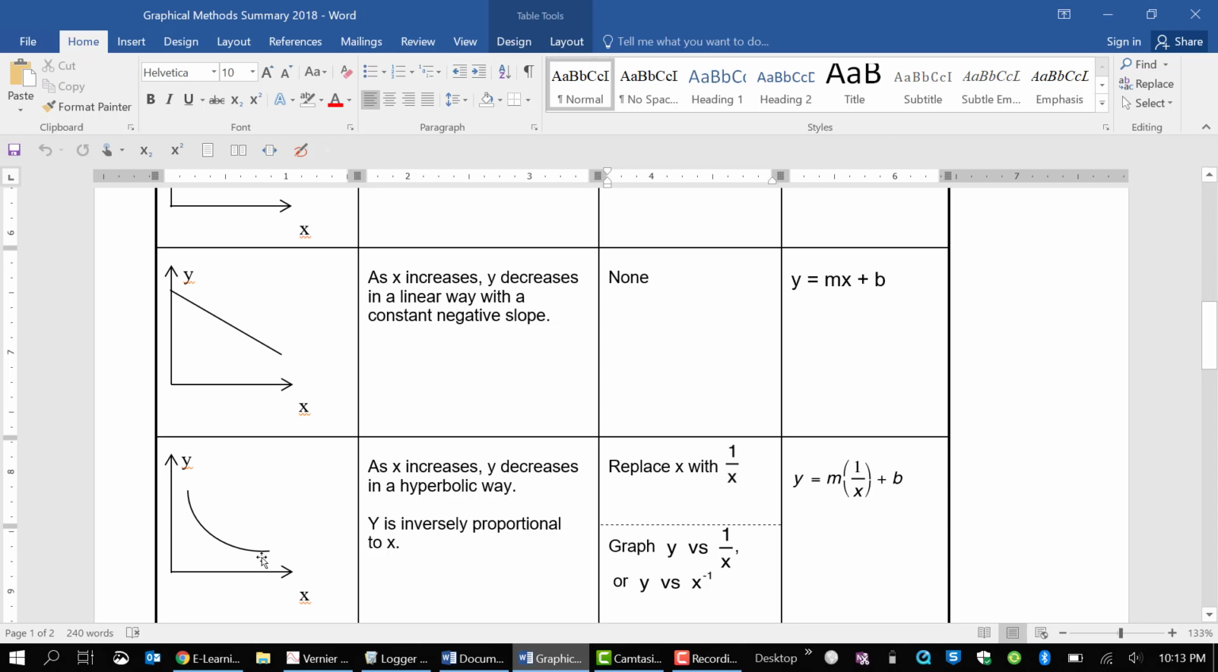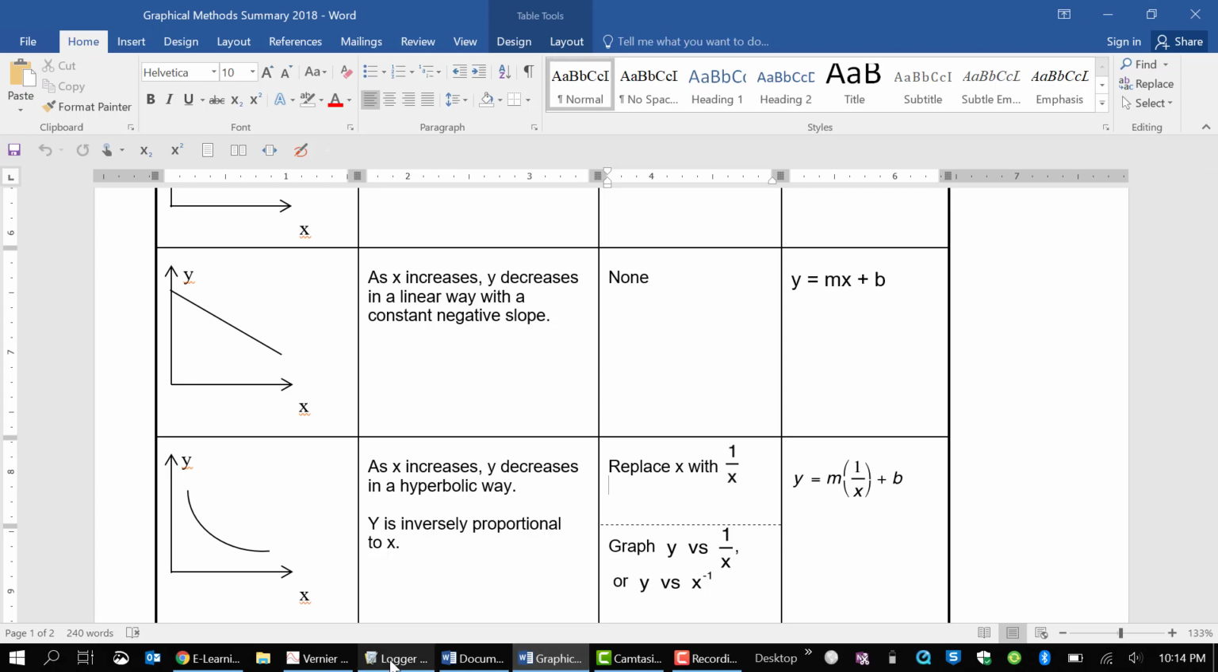The dots, if you look at them, are actually in this kind of curve shape, which is an inverse relationship. I'd like to say it best: y is inversely proportional to x. Now this third column here tells you what to do to linearize. It's saying right here, replace x with 1 over x. So basically you take whatever's on the x-axis and replace it with 1 divided by whatever is on the x-axis.